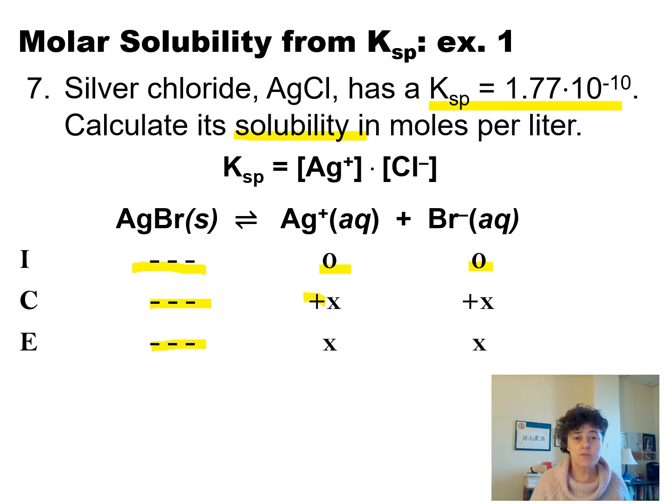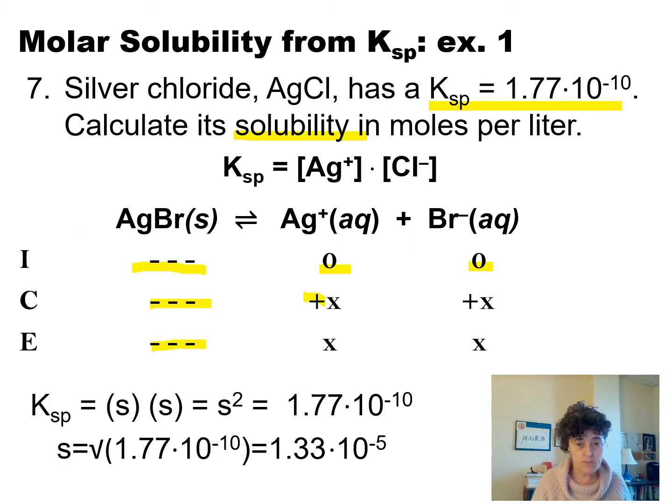So by the time we reach equilibrium, both concentrations of silver ions and bromide ions are going to be X. As a consequence, the Ksp corresponds to the square of the solubility. The solubility can be calculated as the square root of the Ksp value.